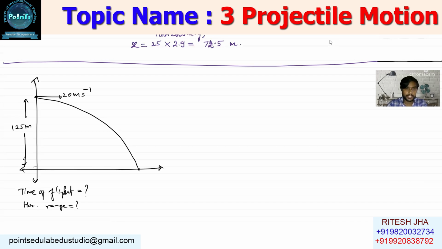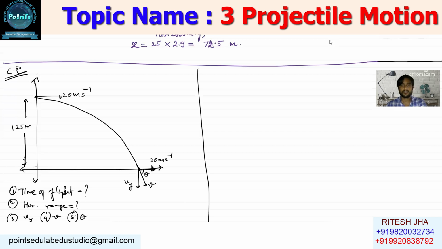Now at this particular point, when it reaches here, it will be having some horizontal speed, some vertical speed, some resultant speed, and it will be making some angle theta over here. This horizontal speed will be the same as 20 because horizontally it is not getting affected. So you have to find the vertical, the resultant, and this theta also. This is the second question.